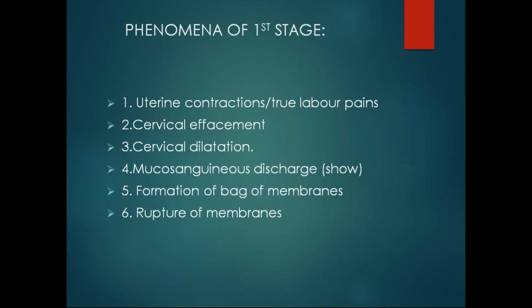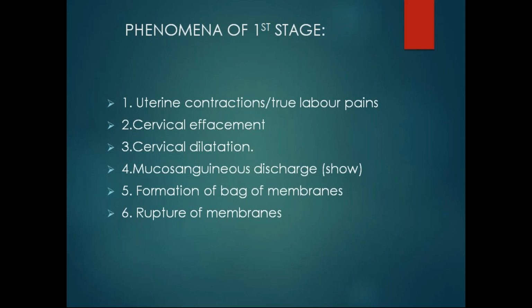Now, once the cervix opens up, that mucus plug can no longer be there. It just gets expelled. And because the cervix is very vascular, it may be blood stained. So this blood stained mucosanguineous discharge is what we call show. So when a patient says she's having abdominal pain and she's passing some mucoid bloody discharge, you know the patient has gone into labor.